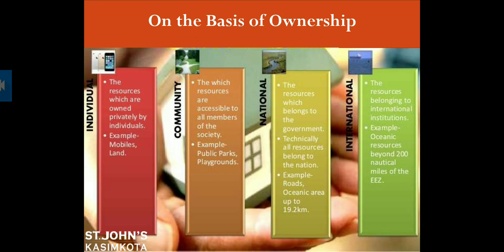Community owned resources. These are the resources which are accessible to all the members of a community. Village commons like grazing grounds, burial grounds, village ponds, etc., public parks, picnic spots. These are some of the examples of community owned resources, like playgrounds. In urban areas, these are de facto accessible to all the people living there.